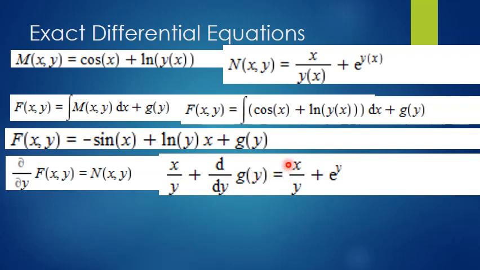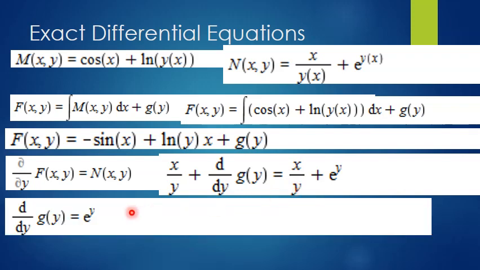And that has to be equal to N. And here's N. There's N up here. Here's N down here. And you find out that you have this x divided by y term here, and this x divided by y term here, and they're going to cancel. And you have this. Well, this is a separable differential equation. I have a function g and dy. I can separate it and integrate both sides. If I do that, I get this expression. So now I know what g is up here.